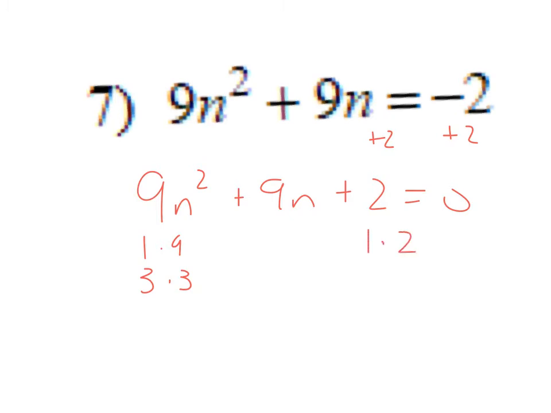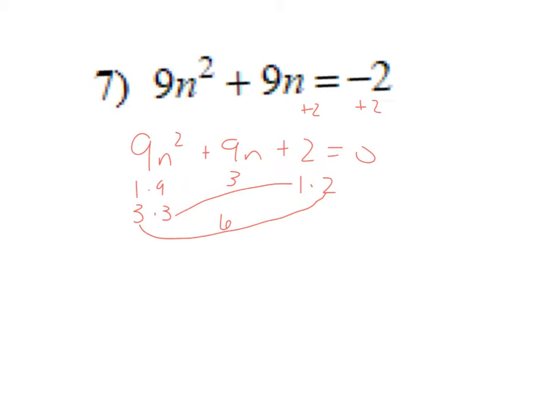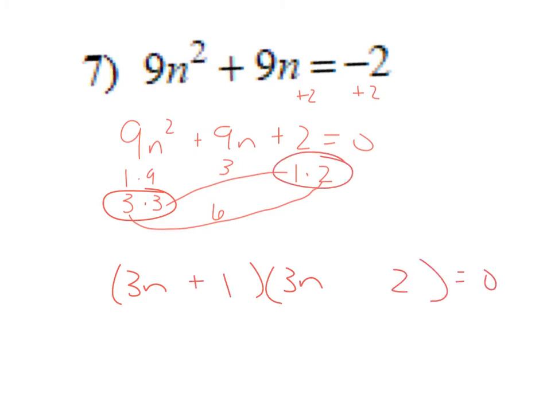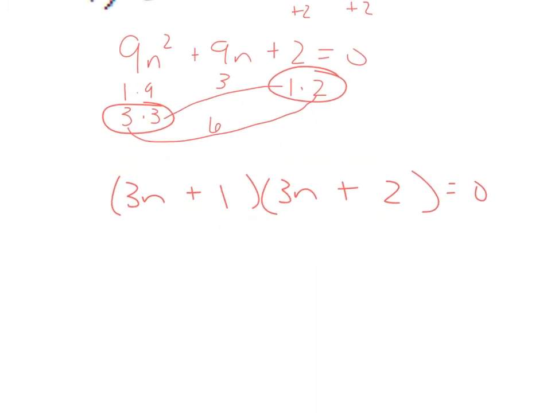Okay, so if I look at this last set right here, 3 times 2 is 6, 3 times 1 is 3. So my front numbers are going to be 3n in each factor. My back numbers are going to be 1 and 2, and since it's all positives, I know I have positives here. So now I'm going to take each factor and set it equal to 0.